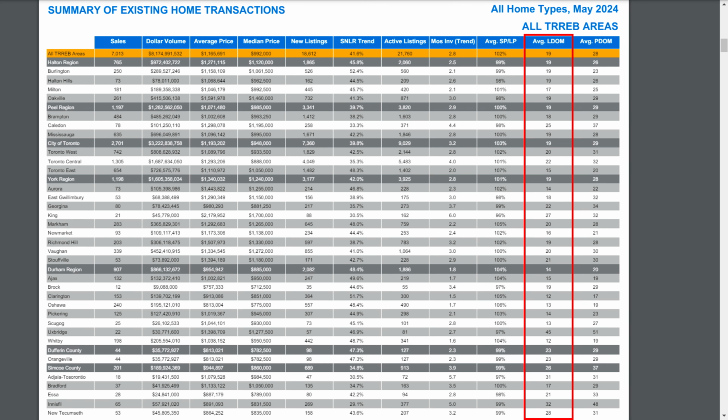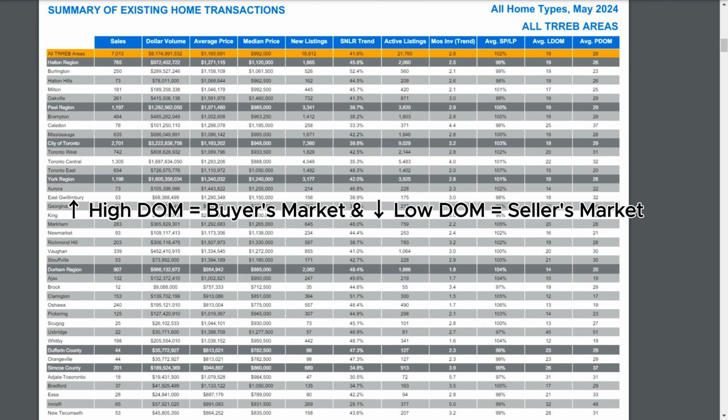Agents can cancel and relist properties, so the real estate board has divided the days on market, DOM, metric into two categories: average listing days on market and average property days on market. The listing days on market refers specifically to the days on market for the current listing. Property days on market represents the total actual days the property has been on the market, regardless of relistings, providing a more accurate and realistic measure of market conditions. Higher days on market indicates worse market conditions, as it takes more time to sell the property.